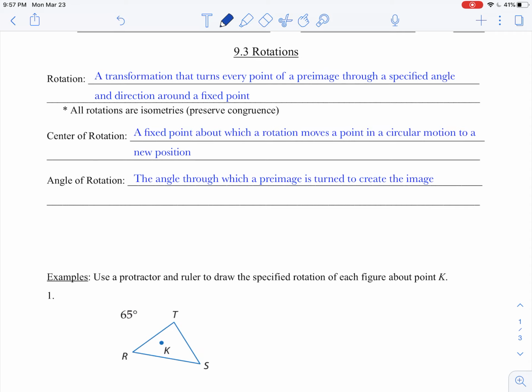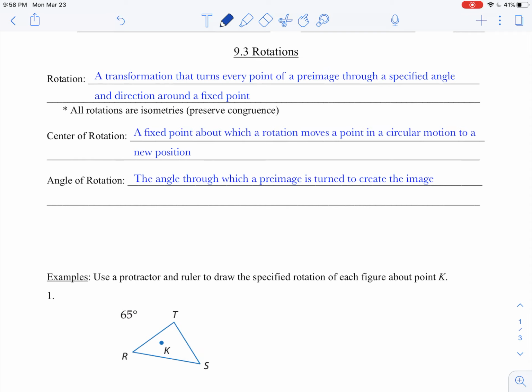The point around which you move your object is called the center of rotation, and the angle that you turn your object is called the angle of rotation. So for example, we could rotate an object around the origin, around some fixed point, say 75 degrees. That would be our angle of rotation.